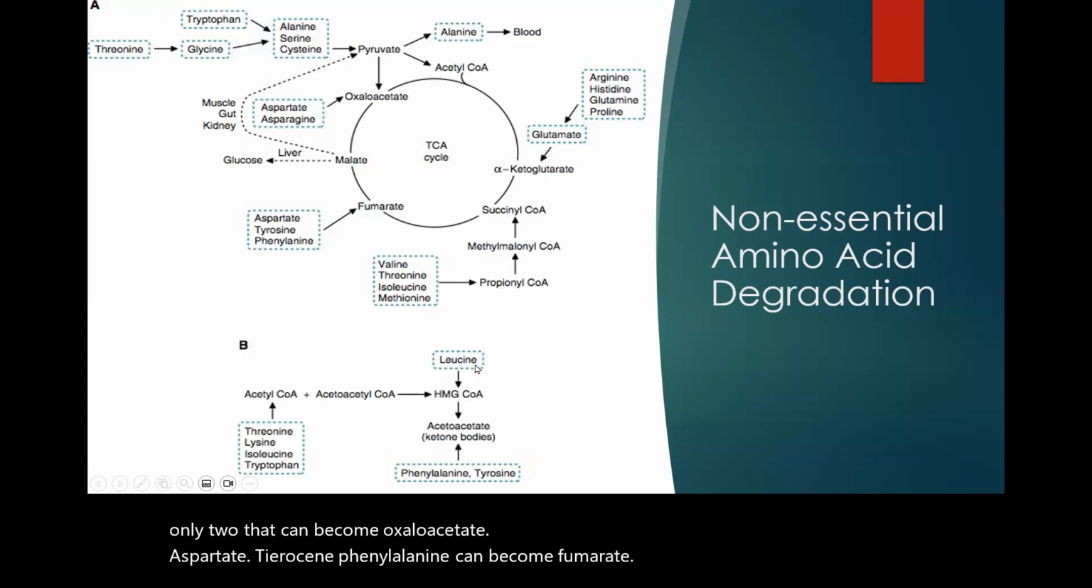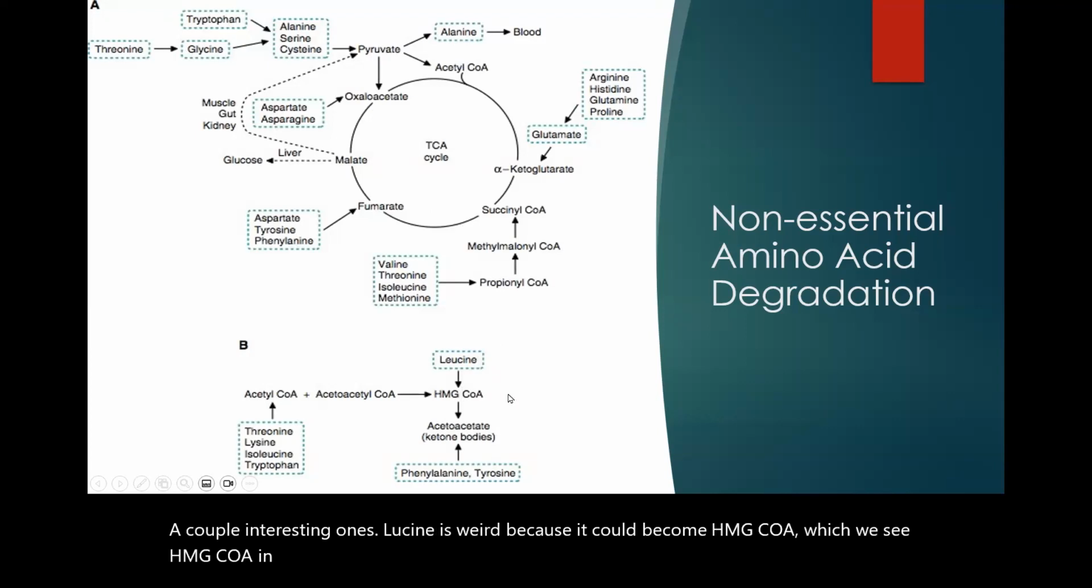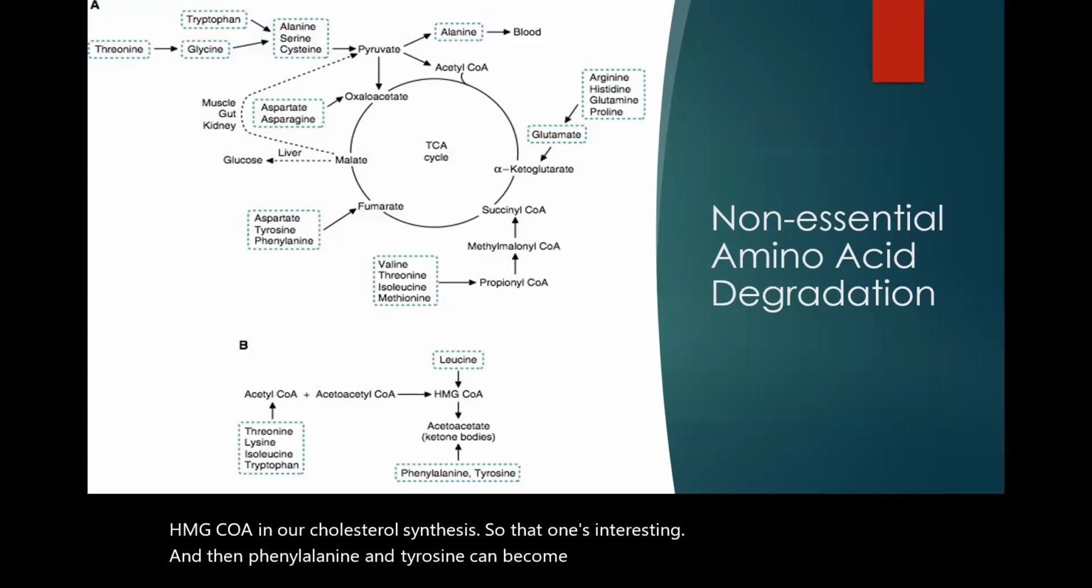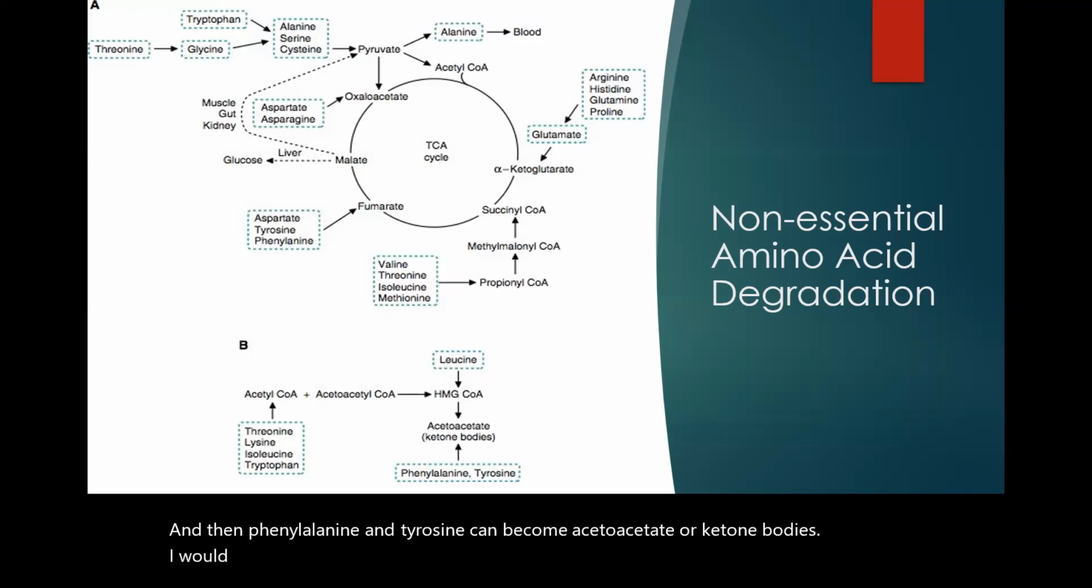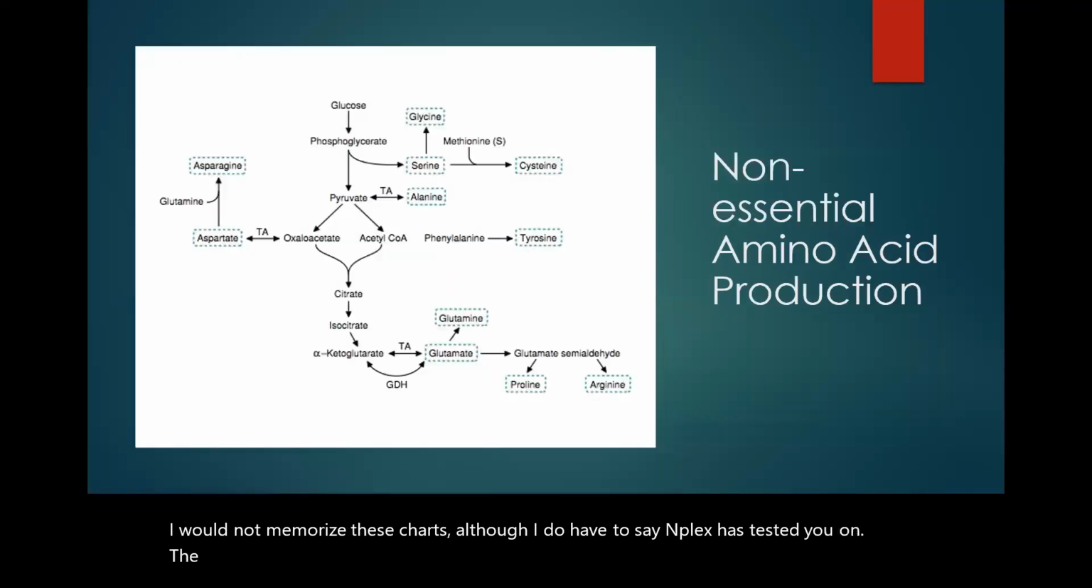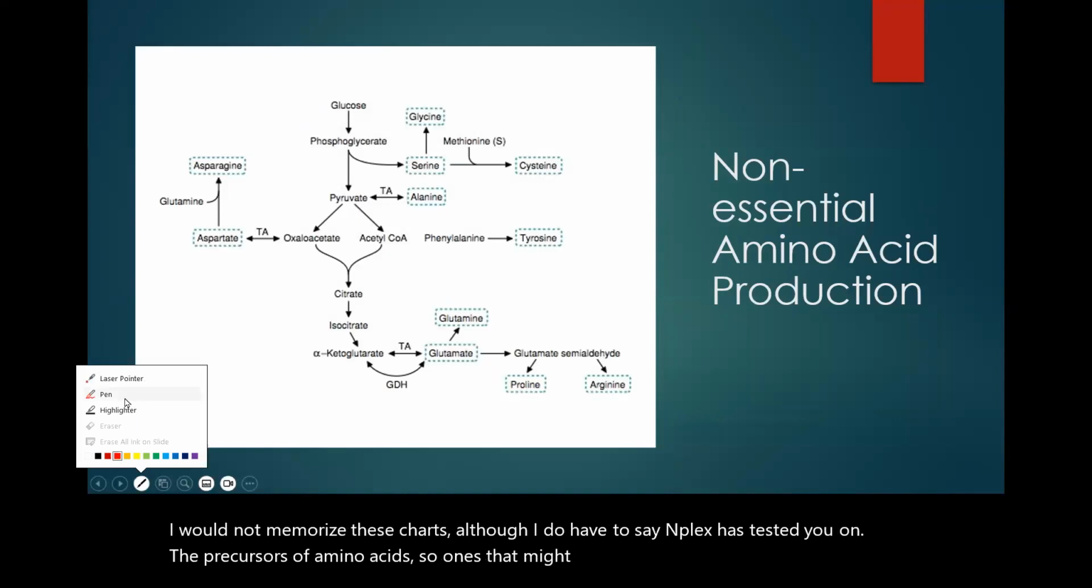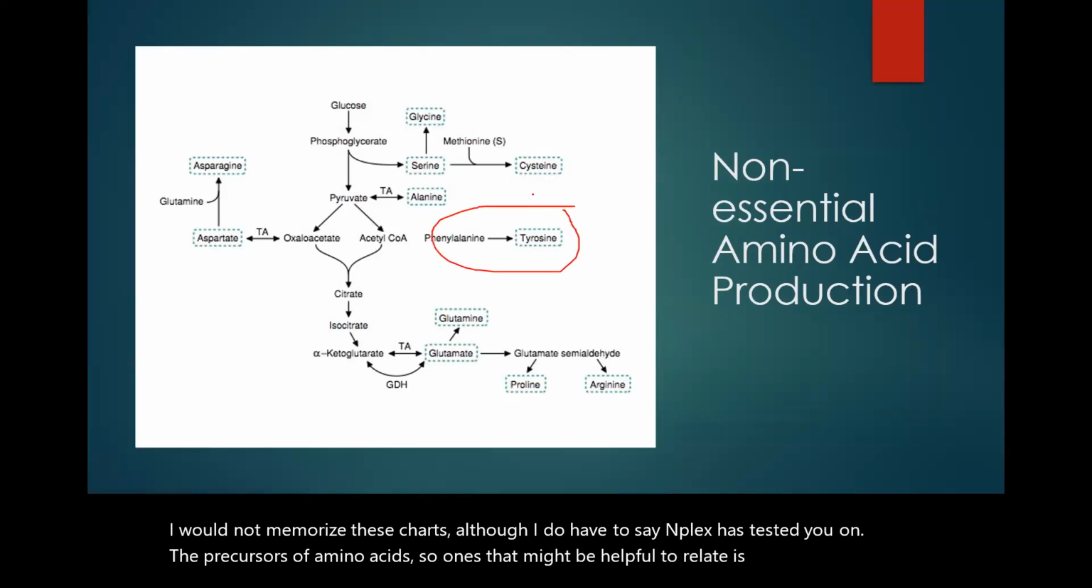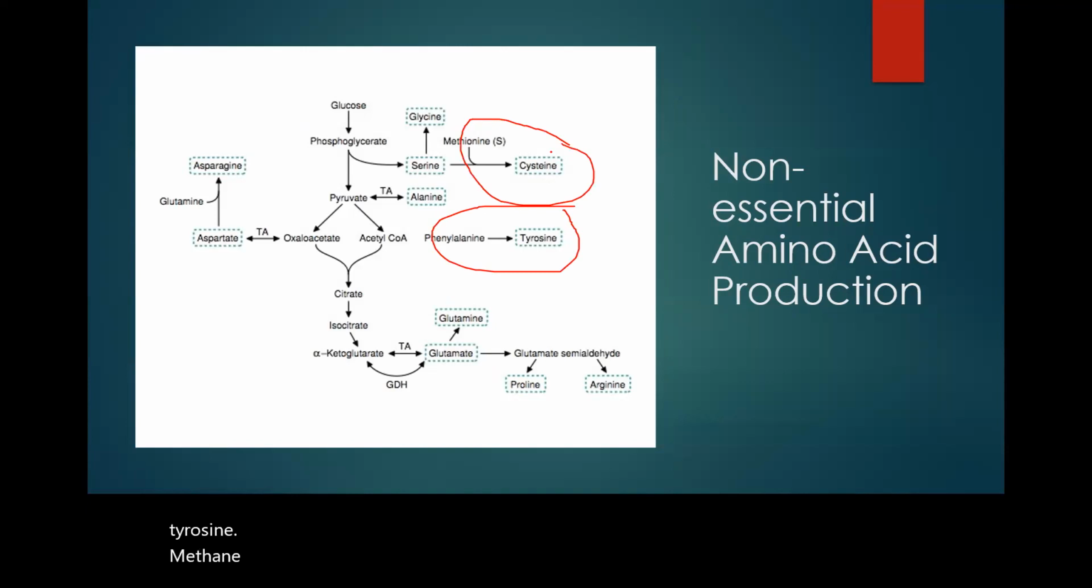A couple interesting ones: leucine is weird because it could become HMG-CoA, which we see in our cholesterol synthesis. And then phenylalanine and tyrosine can become acetoacetate, our ketone bodies. I would not memorize these charts, although I do have to say NPLEX has tested you on the precursors of amino acids. So ones that might be helpful to relate are phenylalanine to tyrosine, methionine to cysteine, pyruvate to alanine, alpha-ketoglutarate to glutamate.